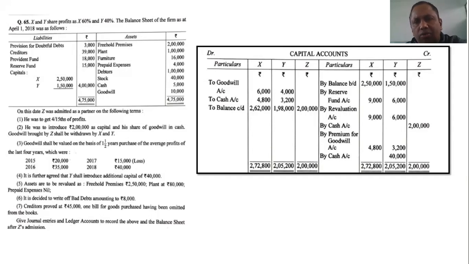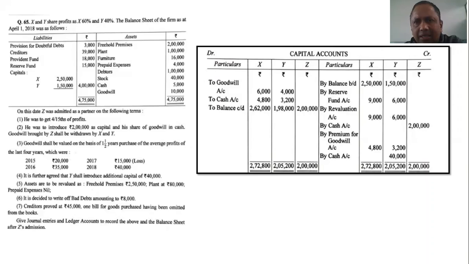So the total value which is brought by the new partner as a premium for goodwill is withdrawn by the old partners. So the old partners' capital accounts are debited, to cash, the whole goodwill is withdrawn by the old partners in their ratio. So after that we are balancing the partners' capital accounts.